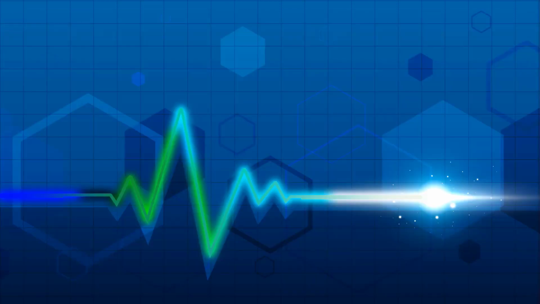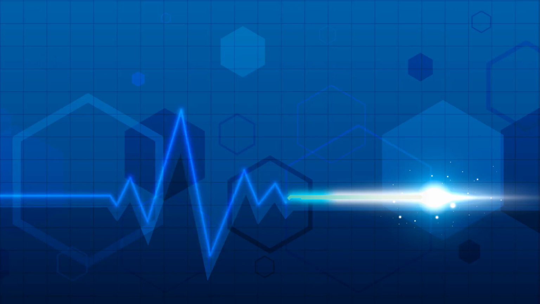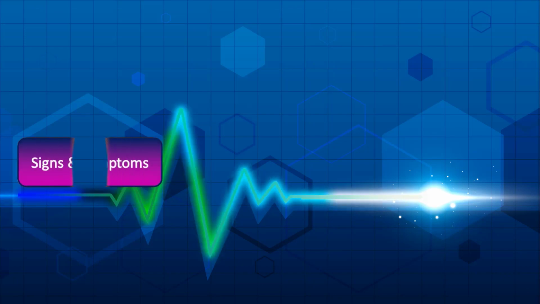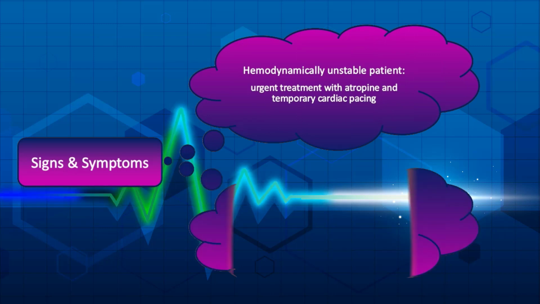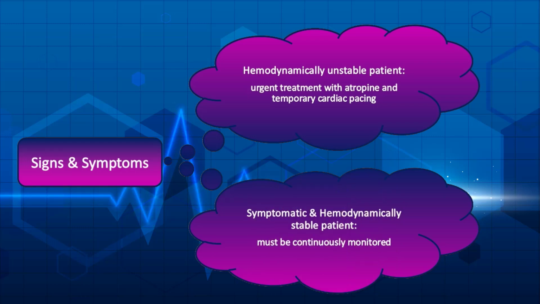Let's go through a couple of clinical tips about heart blocks. The initial management, in patients with second-degree AV block, depends on the presence of signs and symptoms. If the patient is symptomatic and hemodynamically unstable, urgent treatment with atropine, and temporary cardiac pacing is necessary. But, if the patient is symptomatic and hemodynamically stable, like our case, urgent treatment with atropine and temporary pacemaker is not indicated. Instead, the patient must be continuously monitored with transcutaneous pacing pads.